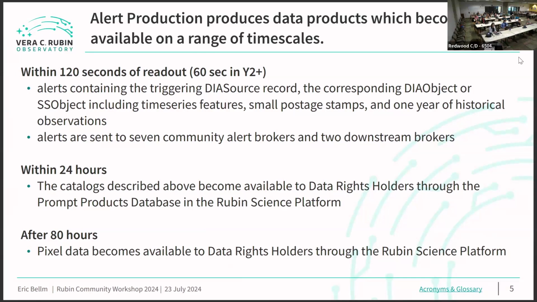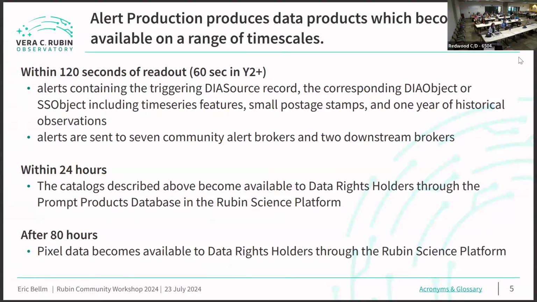So in addition to that triggering source record on the difference image, there's also an object record that has time series statistics and some other summary measurements. There are postage stamps of the difference, template and science images, as well as a light curve, a history of those past detections that you can use to look for variability.